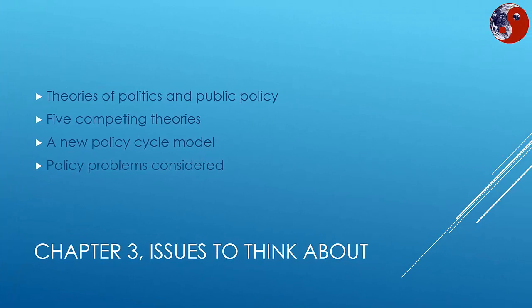This chapter covers several theories of politics and public policy, and it discusses and asks how and why policy decisions are made. The 5 competing theories discussed include elite theory, group theory, institutional theory, rational choice theory, and political systems theory. It also discusses the policy process model, or the policy cycle, which is similar to the Bardach eightfold path. It then looks at numerous policy problems.